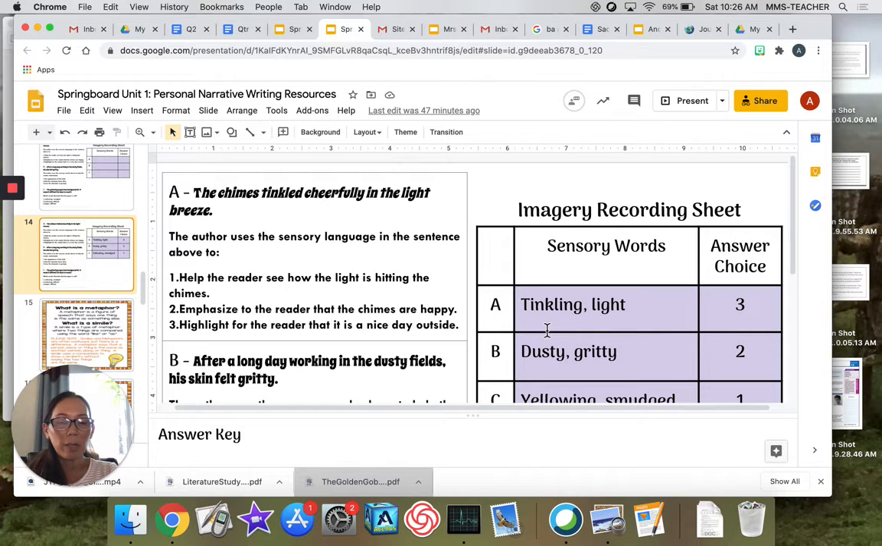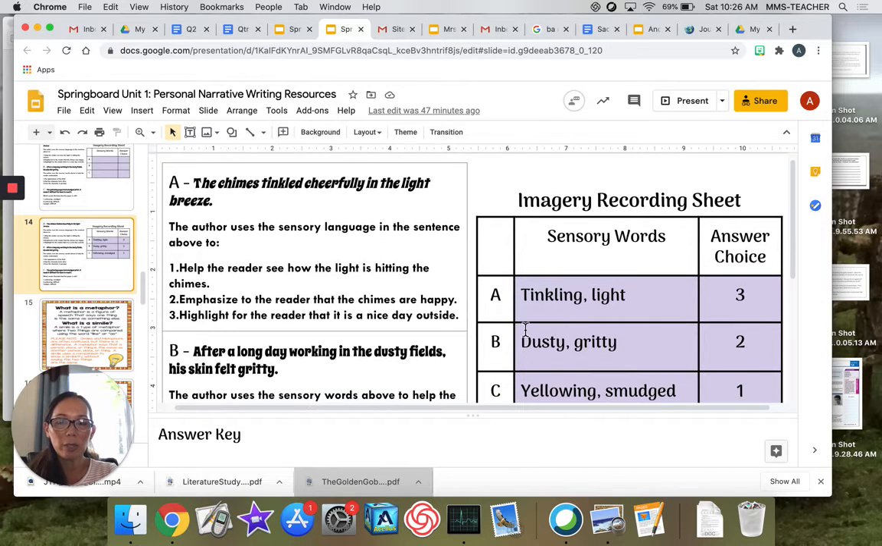So, on the right-hand side in the imagery recording box, I'm sorry, we should have identified the sensory words first. But the sensory words in that sentence are tinkled and light, and the best choice for our answer would be 3.